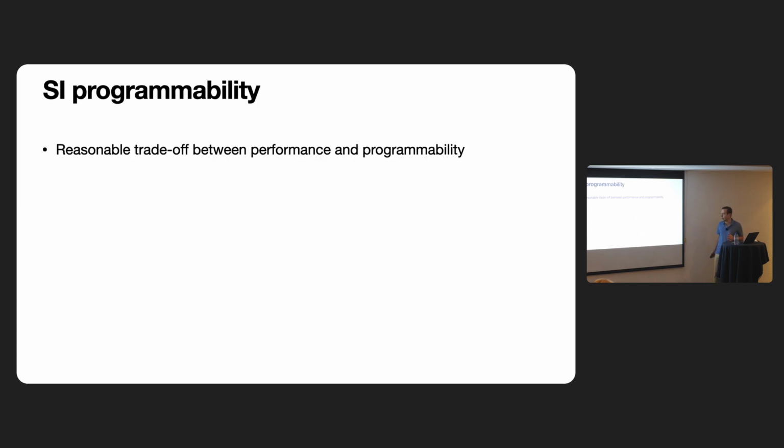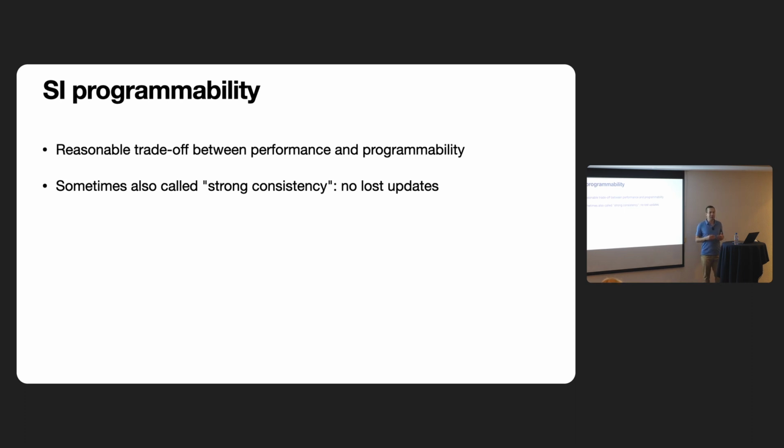Overall, snapshot isolation in principle is a more or less reasonable trade-off between performance and programmability. I'll show you some weirder stuff later; in comparison to it, snapshot isolation isn't too bad. Sometimes it's even called strong consistency, especially when people talk about eventual consistency, because anything that disallows lost updates, they call strong consistency.